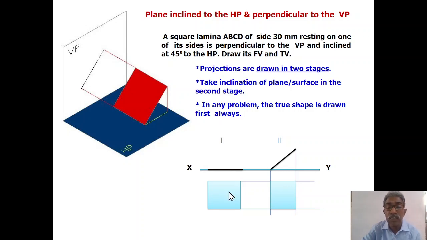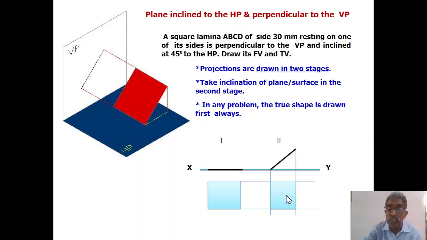In problems of projections of the plane, the true shape of the plane always appears in the first stage. It may be a one stage problem, a two stage problem, or a three stage problem. The true shape of the plane always appears in the first stage. This is the first stage. In the top view, this one is the true shape of the plane, which is a square. And in the second stage, after making the plane inclined to the horizontal plane, in the top view you are getting the reduced figure, which is called the apparent shape of the section, smaller than the square.